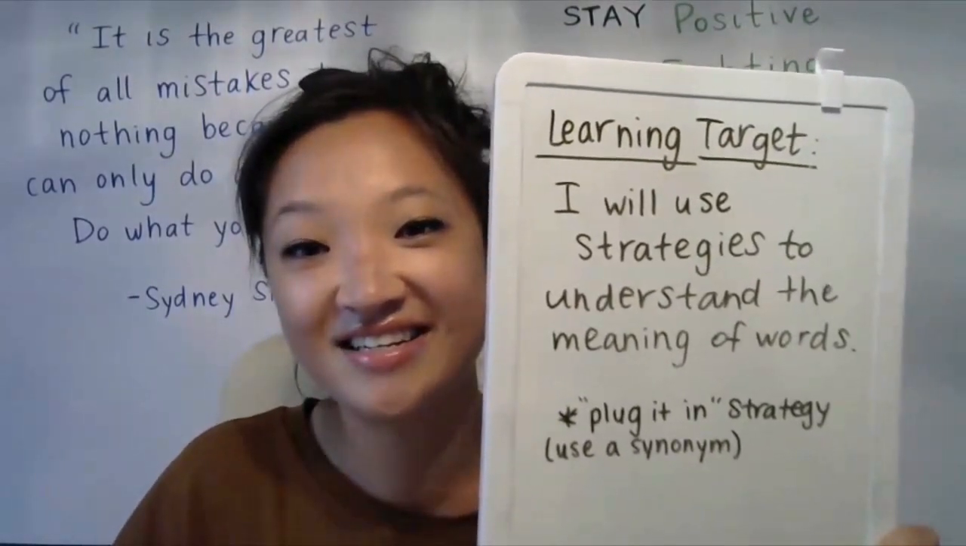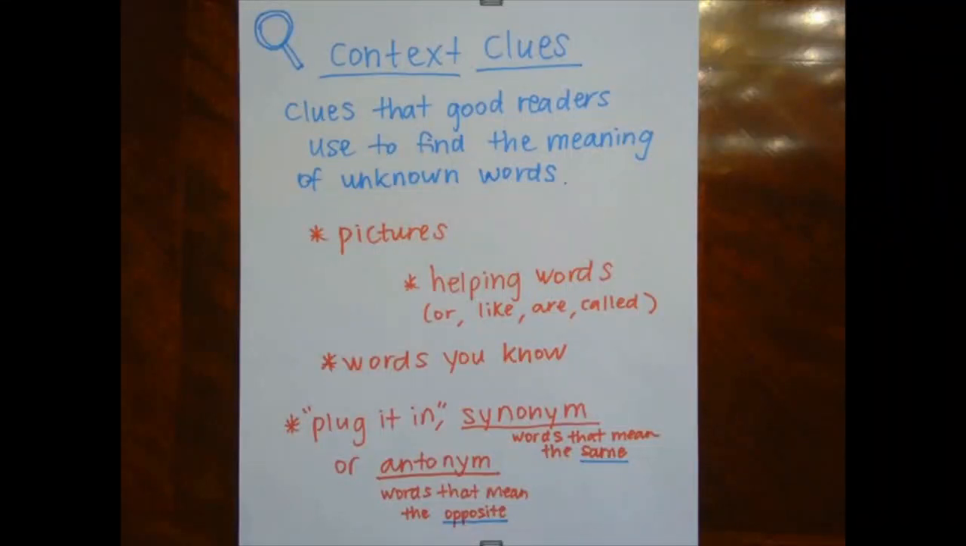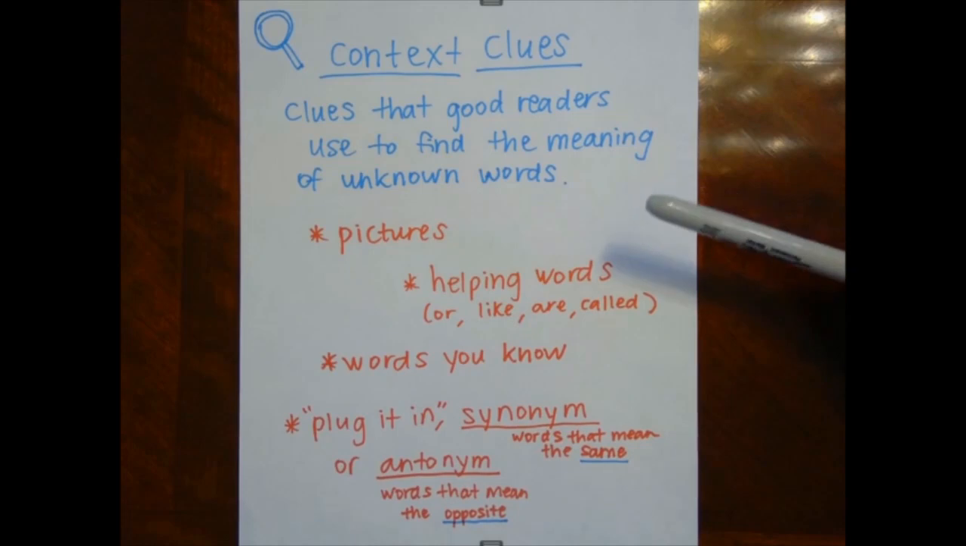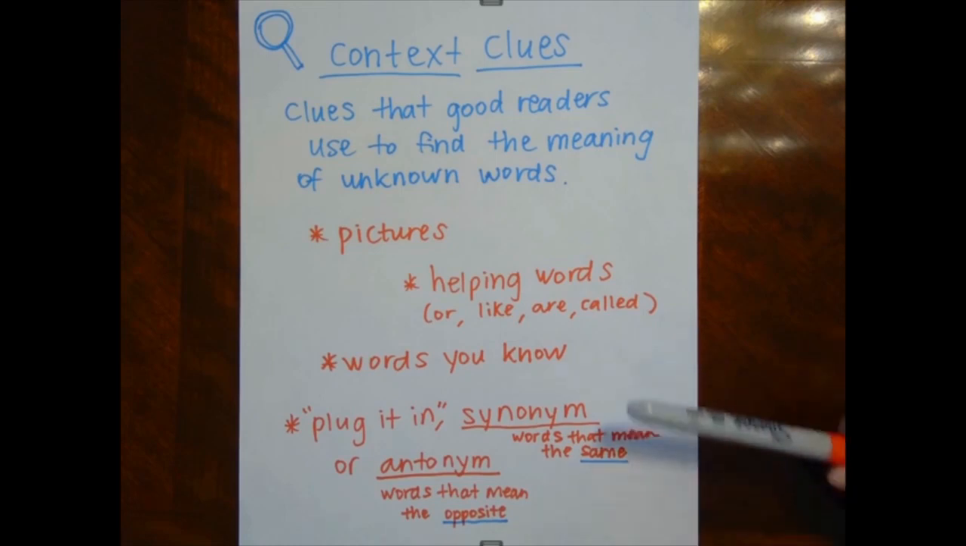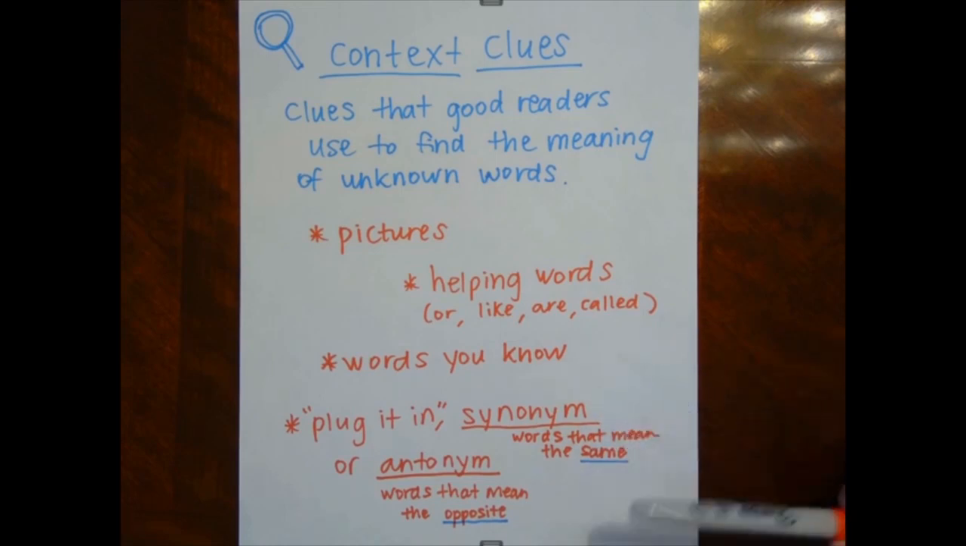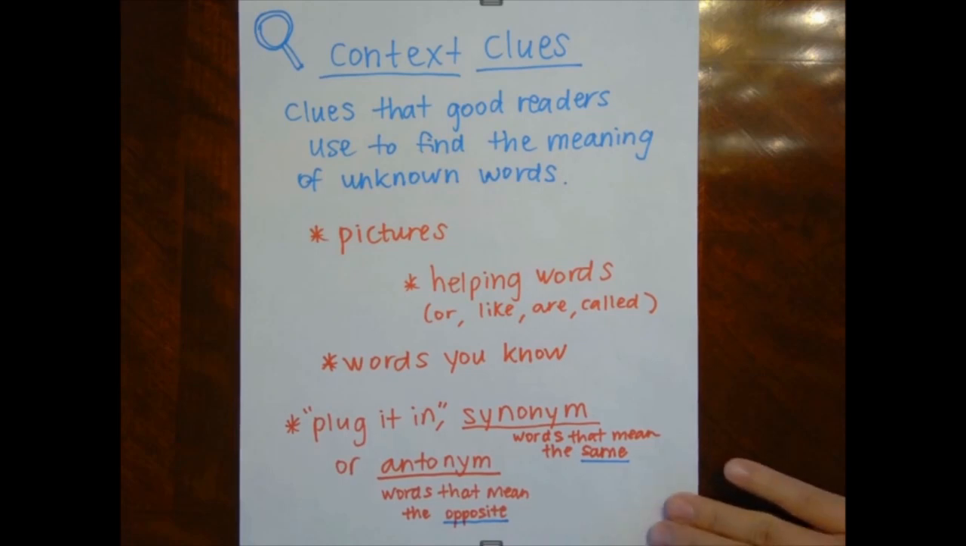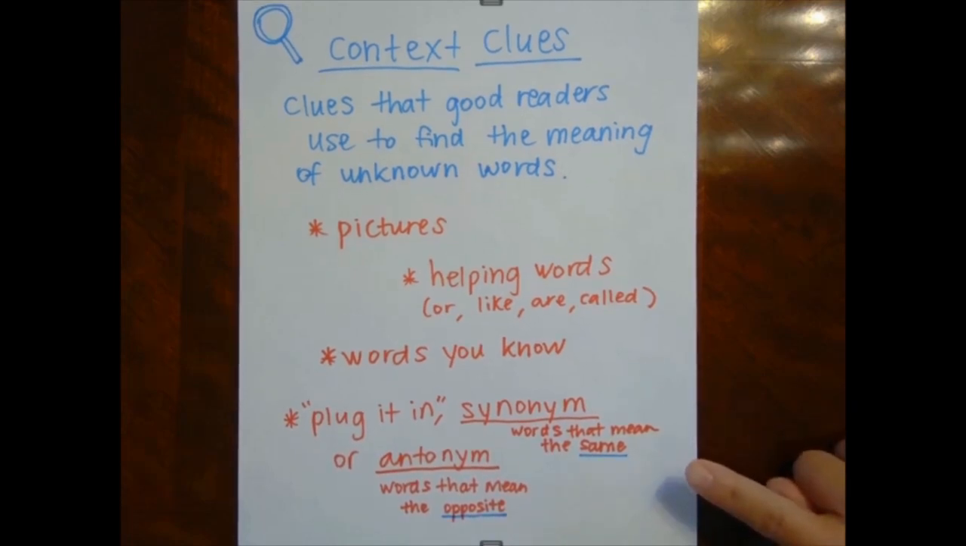So let's get started. Here's a quick little chart to help us focus today. We want to look for context clues when we come across a word that we're not sure of. Clues that good readers use to find the meaning of unknown words. So here's some examples. One thing is to look at the pictures and see if that helps us with any of the words. Sometimes there's helping words such as or, like, are, or called. Words you already know in the text. And then the one we're going to try and do is plug it in, a synonym, words that mean the same, or an antonym, which is words that mean the opposite.